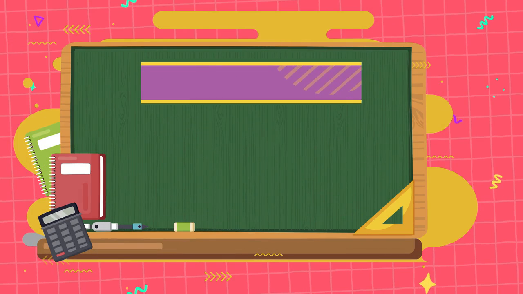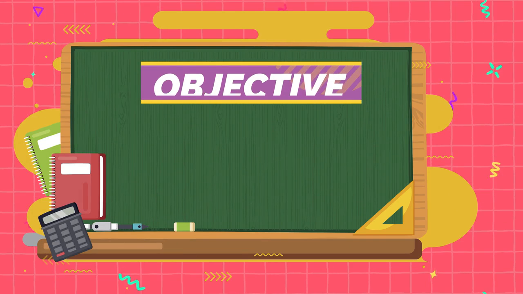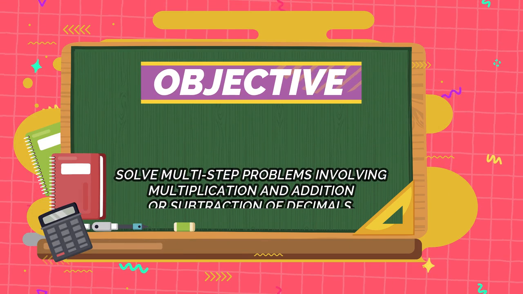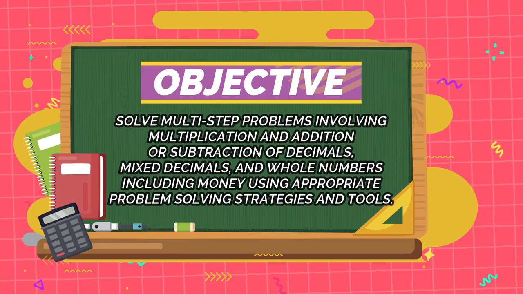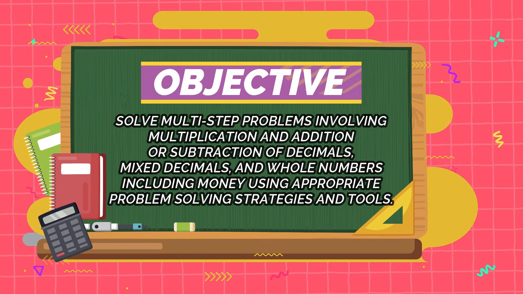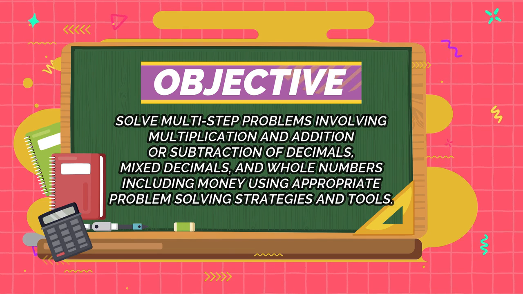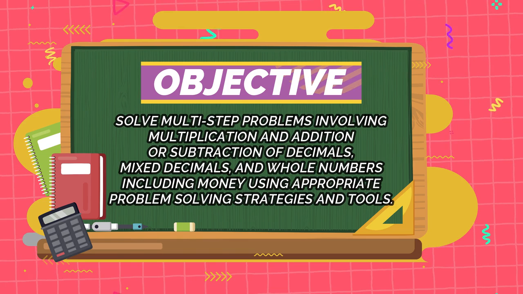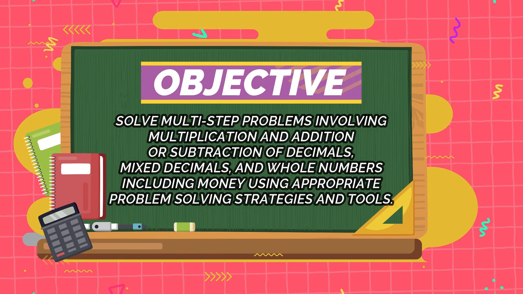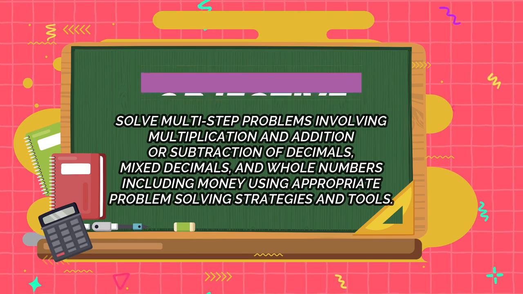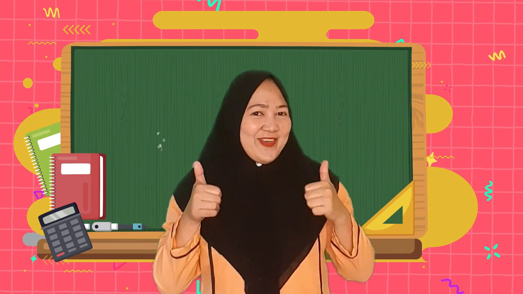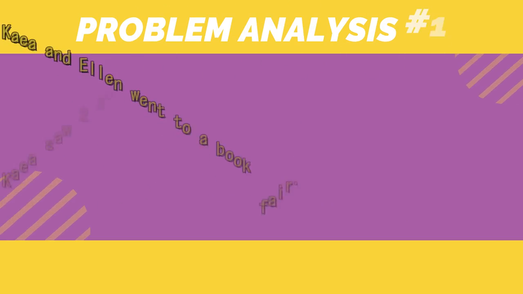Our today's objective, based on the most essential learning competency, is to solve multi-step problems involving multiplication and addition or subtraction of decimals, mixed decimals, and whole numbers including money, using appropriate problem-solving strategies and tools. Are you ready to learn, kids? Okay, let's start! Here is an example of a multi-step word problem including money.